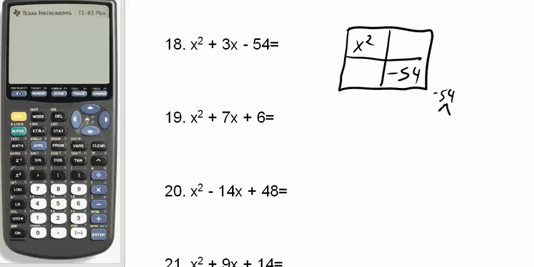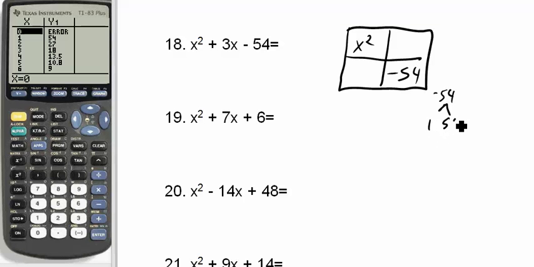Alright, so if I need my calculator, it's okay. 54. And go to my table. So my factors of 54 are 1 and 54, 2 and 27, 3 and 18. Looking for ones that when I subtract them equal 3, 6 and 9. So when I subtract those, I'm going to get 3.